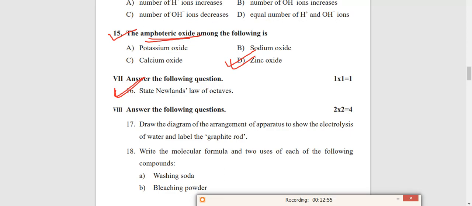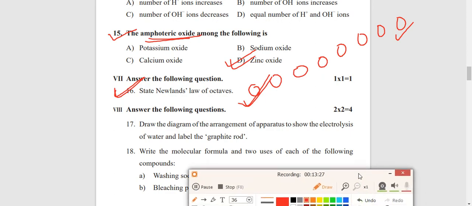According to Newland's law of octaves, every eighth element possesses properties similar to the first one. We have read the musical notes in Newland's law of octaves, that suppose we have 8 elements, 1, 2, 3, 4, 5, 6, 7 and 8. The properties of the 8th element will be similar to the properties of the first element. This is the statement of Newland's law of octaves.